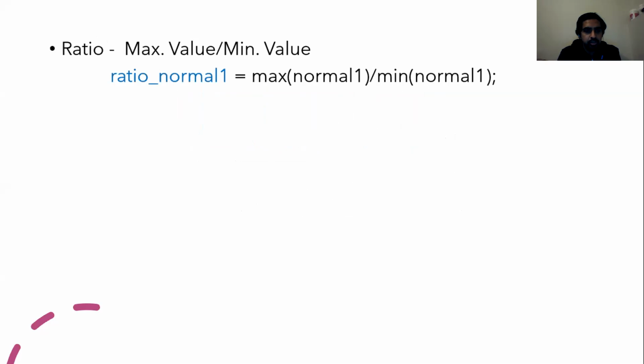Another feature that we considered was the ratio of the maximum value of the ECG signal to the minimum value of the ECG signal. This was considering the fact that different types of ECG signals have different PQRS complex. So the ratio would be able to provide us with good classification.